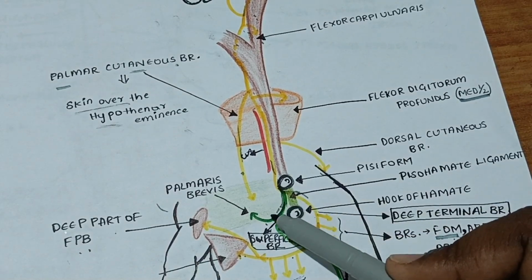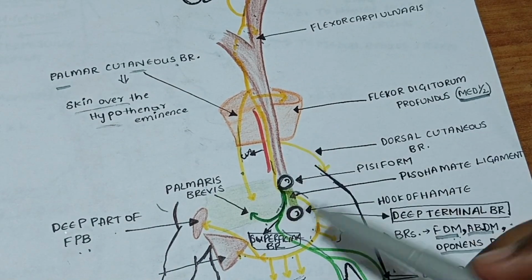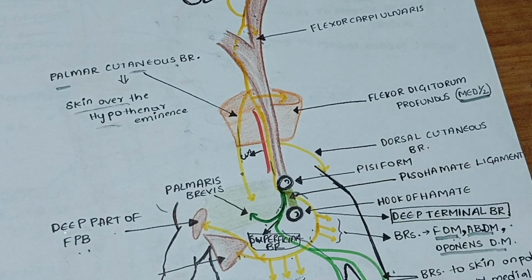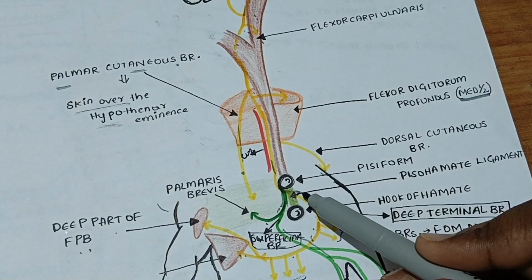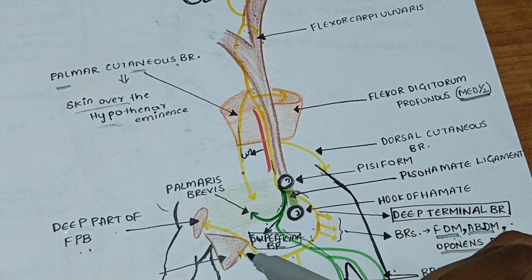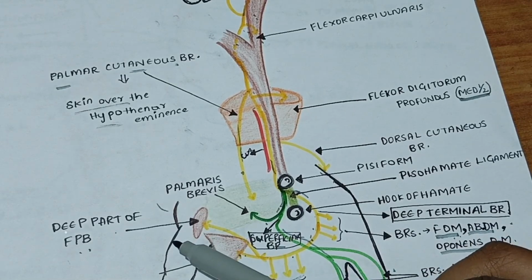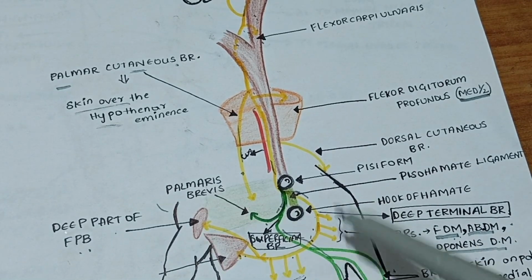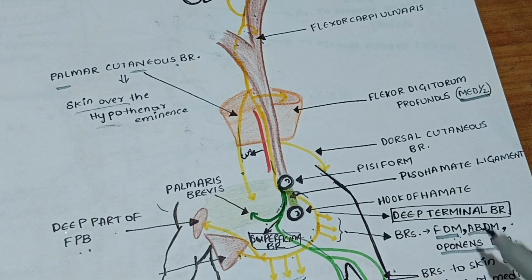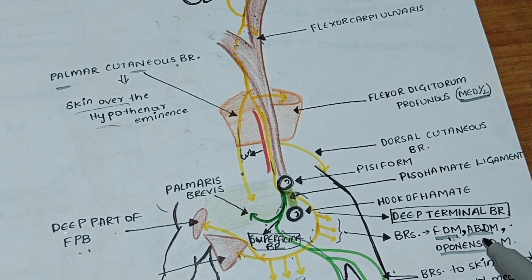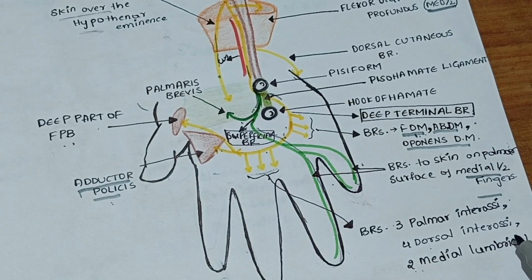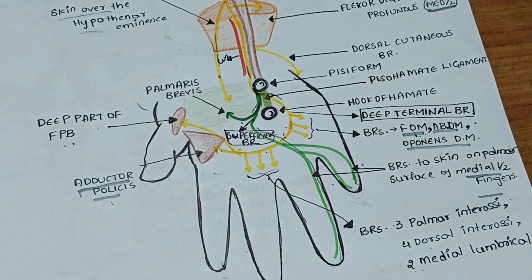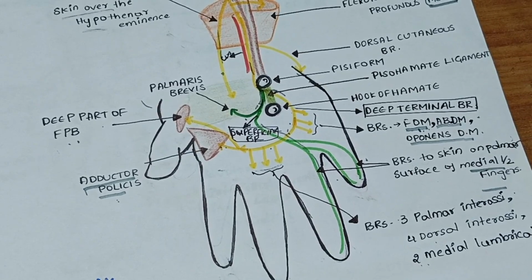The superficial branch is sensory, which supplies palmaris brevis and medial half of the fingers. And the deep branch crosses underneath the pisohamate ligament, going to supply adductor pollicis and deep part of flexor pollicis brevis. When it is crossing the palm region, it gives branches to flexor digiti minimi, abductor digiti minimi, opponens digiti minimi, along with 3 palmar interossei, 4 dorsal interossei, 2 medial lumbricals. Yes, this is the course of superficial branch and the deep branch.